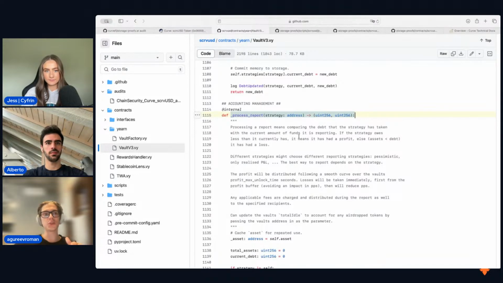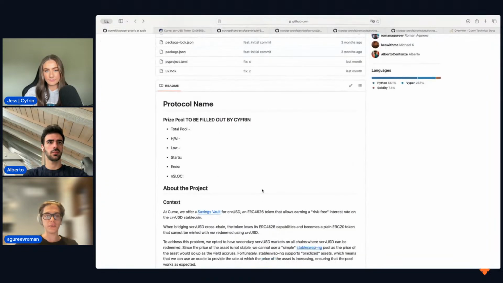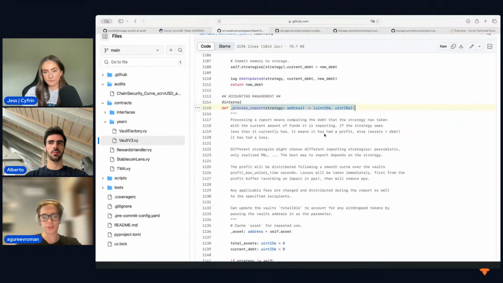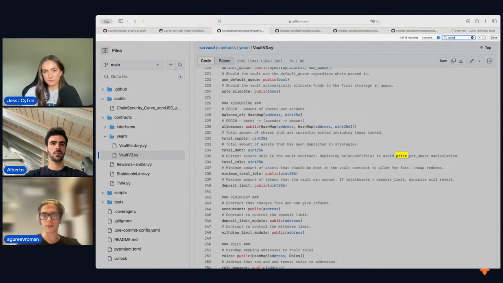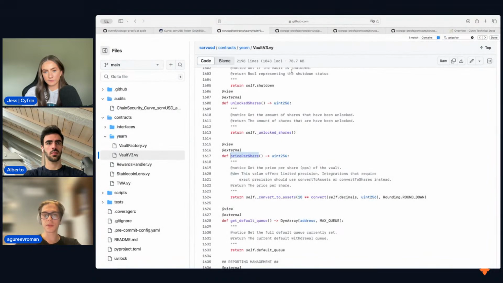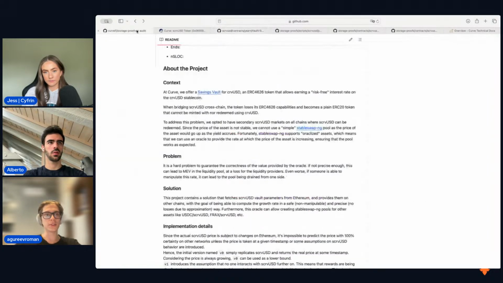Cool. So what's the issue we have with the scrvUSD? It lives on Ethereum mainnet, and we need it on other networks. If we bridge it from Ethereum to, say, Optimism, we have a basic ERC20 contract that lacks the price per share function, which tells the price of the share, and some others, but mainly we need this one to use it in our protocol.